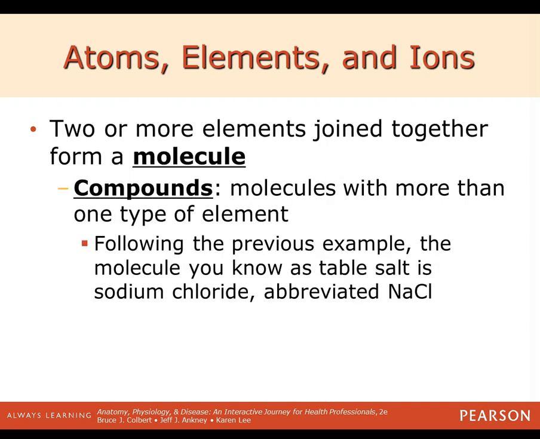When two or more elements join together, it forms a molecule. A compound is a molecule with more than one type of element. Following the previous example from your textbook, if we join sodium with chloride, we then get a compound known as sodium chloride, which we commonly call table salt.